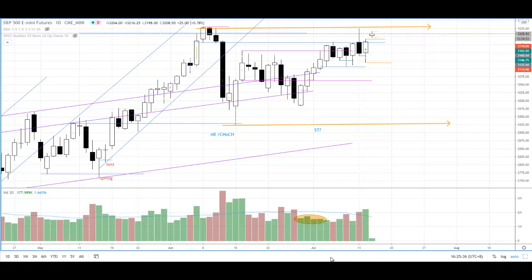And going forward, I will definitely cover the bias, the key levels, and also potential setup for the session later. Alright, so let's just get started.